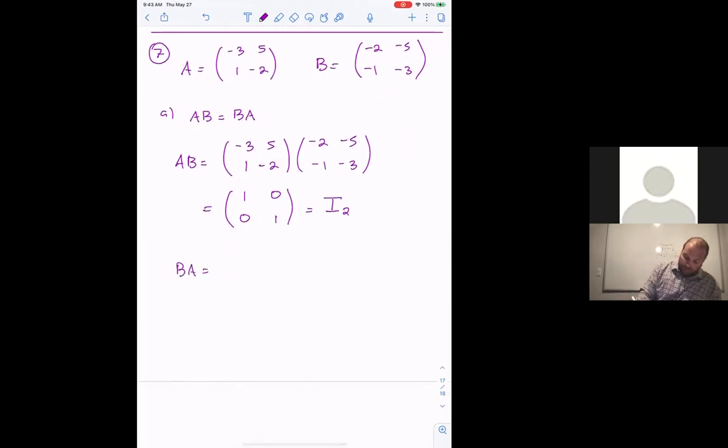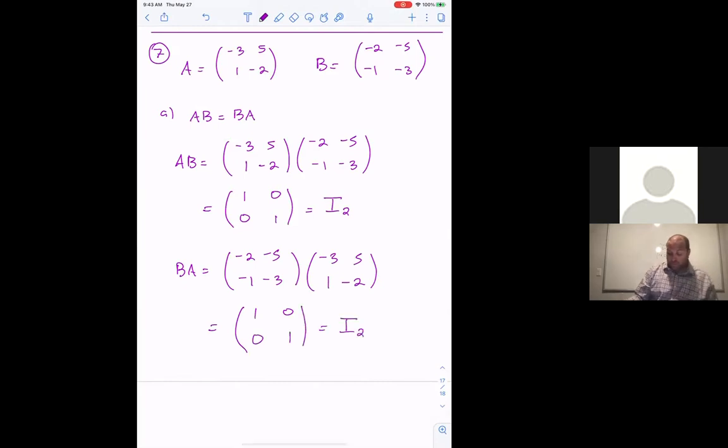Crazy. And BA, which is negative 2, negative 5, negative 1, negative 3, times negative 3, 5, 1, negative 2. And we get 6 minus 5, we get negative 10 plus 10, we get 3 minus 3, and we get negative 5. Oh, look at that, we get I2 again. So in this case, we've shown not only is AB equal to BA, they're both equal to the 2 by 2 identity matrix.